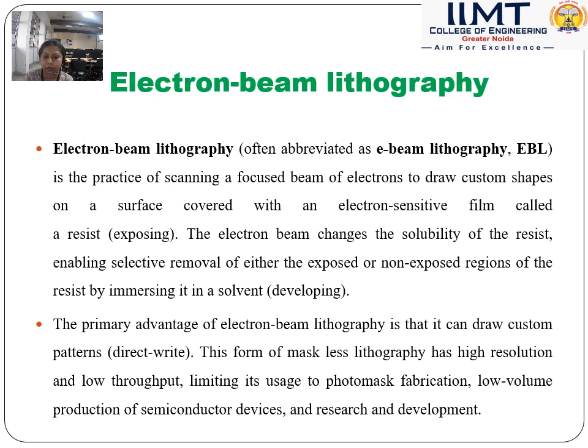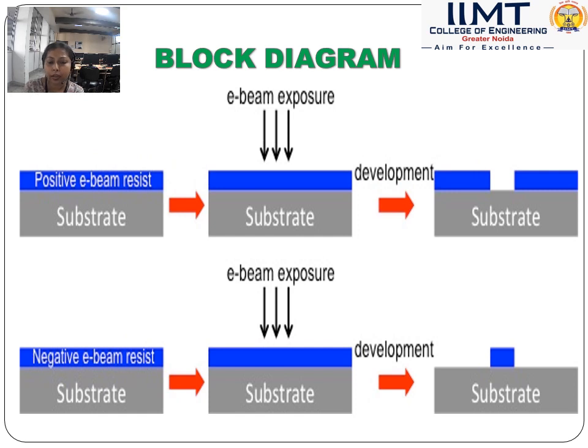The primary advantage of electron beam lithography is that it can draw custom patterns, that means direct writing. Here we are not using any type of mask, and there is no alignment in this technique. This helps direct writing, eliminating the use of photomasks, and it is an easily used technique for research and development purposes. The block diagram represents the electron beam exposure technique.